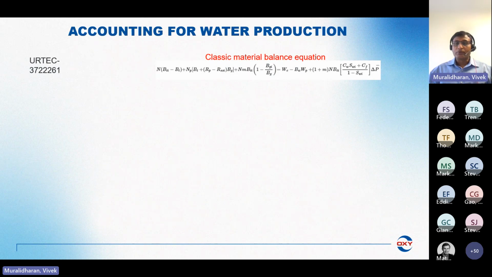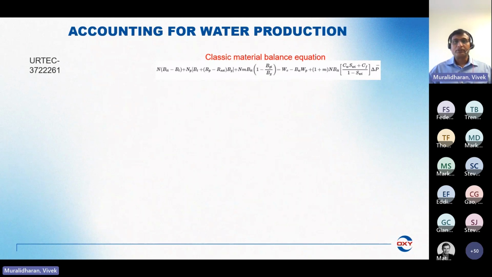Okay, let's begin with some of the important ones that we have to fix before we get to a meaningful half length that you should be getting out of the RTA. We published a paper last year to account for water production. The material balance equation here is a classic material balance equation, where all the major plots that we see stem from this main classic material balance equation.